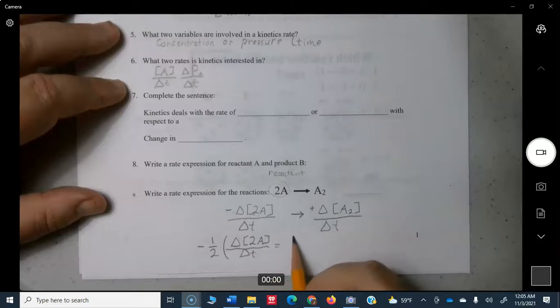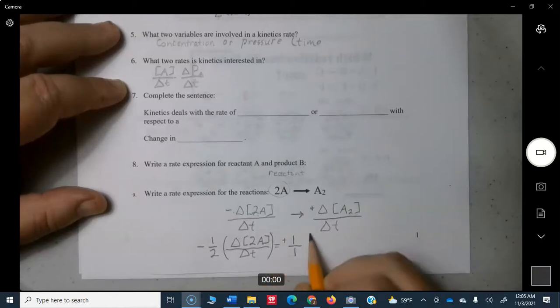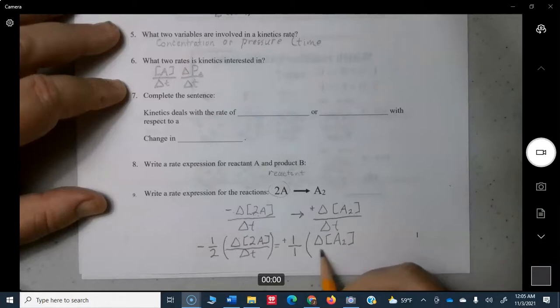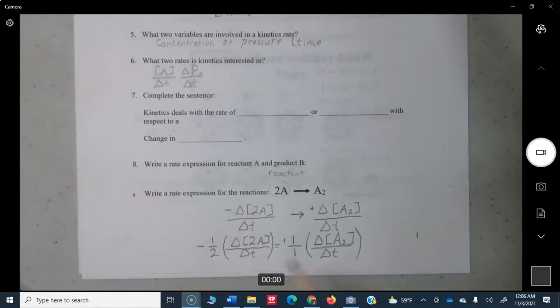You don't have to write it, but we'll write it just so we understand that there is a coefficient there. It's 1, and it's positive because it's increasing. And that's going to be delta concentration of A2 also over delta T. Okay, this will make more sense when you see a couple of the numeric examples that I'll do on the next page, okay? But that would be the rate expression.